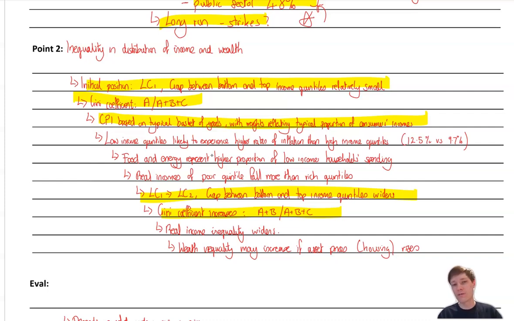on a typical basket of goods, with the weights reflecting typical proportions of consumers' income spent on those goods. So for example, energy may have a high weight and trainers may have a low weight because we spend less money on trainers than we do on energy. But that doesn't reflect every quintile accurately. And we can see that for low income quintiles, they may well experience higher rates of inflation than high income quintiles.